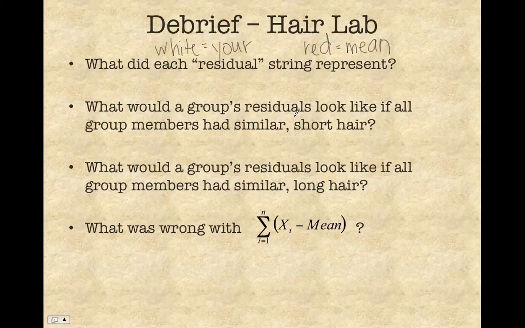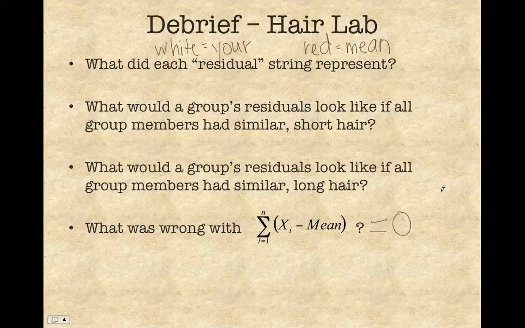Now, I have a feeling you had a hard time with that last question on the lab, okay, that gave this formula. Let's talk about this formula real quick. Xi represents your hair length, and the mean obviously represents the mean for your group. So this Xi minus the mean represents each person's individual residual. Okay, so each person's distance to the mean. And if I sum all those together, well, what should have happened is that the sum of the whites and the sum of the reds equaled each other, which means the positive and negative residuals balanced each other out, and this would sum to 0.